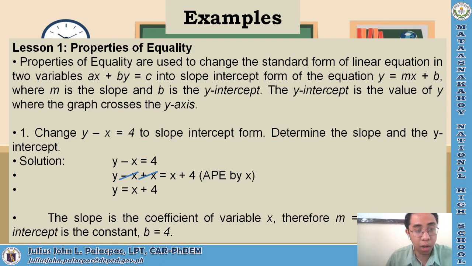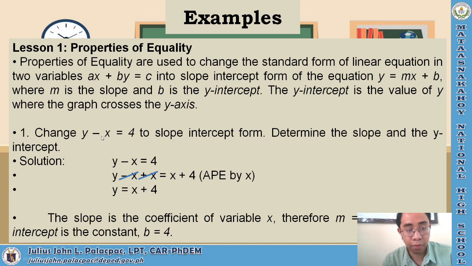Change y minus x is equal to 4 to slope-intercept form and determine the slope. We have y minus x. Slope-intercept form is y is equal to mx plus b. So we will eliminate x on the left side so that y will be alone here. So y will be left here.